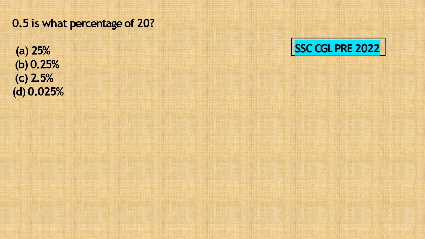0.5 is what percent of 20? That is 0.5 by 20 into 100. 25s are 0.5 into 5, that is 2.5. Or if you have any confusion, you can write it as 5 by 10 into 5. 5 5s are 25. That is, you need to put one decimal point.